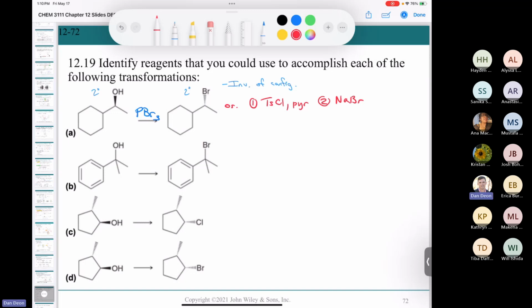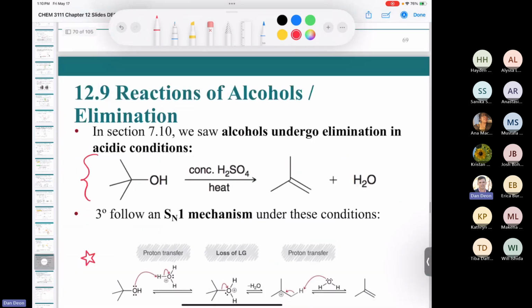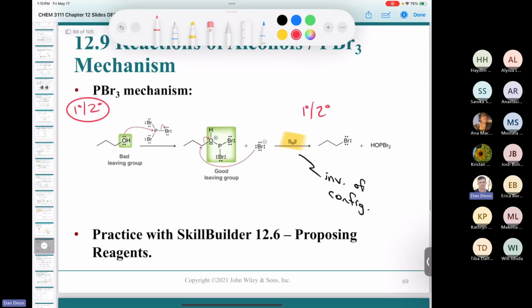Just a one-step reagent for this one, sorry. So it's not going to be PBr3. PBr3 won't work in this case, okay? I'll tell you why. So we'll put here PBr3, we'll cross it out. The reason why PBr3 doesn't work, you go back here, is because it says that PBr3 only works with primary and secondary alcohols. It doesn't work with tertiary.